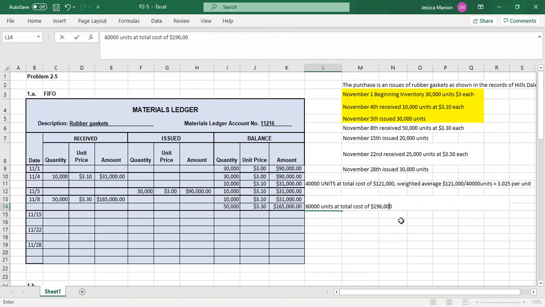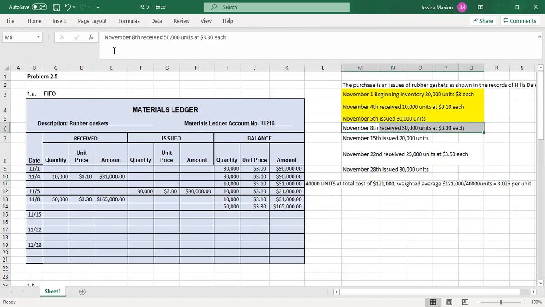And actually, what's going to happen is when we get to the weighted average method, where we valued these 10,000 units at $3.10 because that's what we paid for them, under the weighted average method, they would have been a little bit less, $3.025 per unit. So the numbers are a little bit different. But anyway, that gives you an idea of how we calculate that weighted average and where we're going with that. So we already did November the 8th.